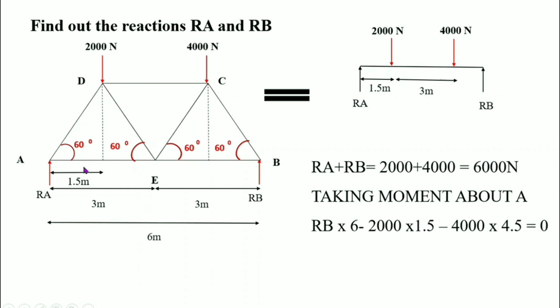Note that if the force is horizontal, the perpendicular distance is vertical. Then if the force is vertical, the perpendicular distance is horizontal. So RB into 6 minus 2000 into 1.5 minus 4000 into 4.5, that is equal to 0. Therefore RB is equal to 3500 Newton and RA is equal to 2500 Newton.